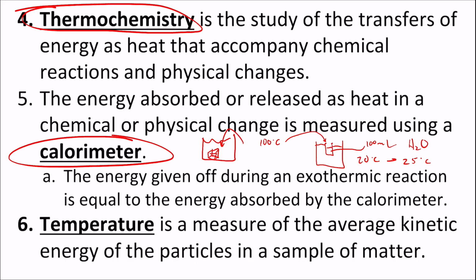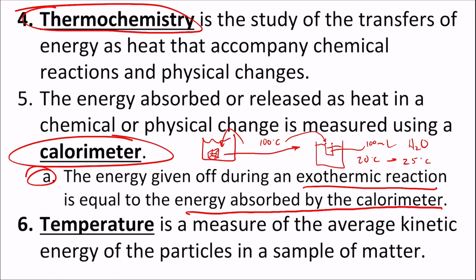The water absorbed energy and the piece of metal lost energy. And then we did a whole calculation on how much energy was lost. And we're going to get to that calculation later on. So this is kind of what we're talking about here. The energy given off during an exothermic reaction is equal to the energy absorbed by the calorimeter. So what we have here is that kind of situation where the metal gave off a certain amount of energy and the water absorbed that energy, and the calorimeter itself just kept everything inside of there, so no energy was kind of lost. It all stayed within there. We used a thermometer to measure it.